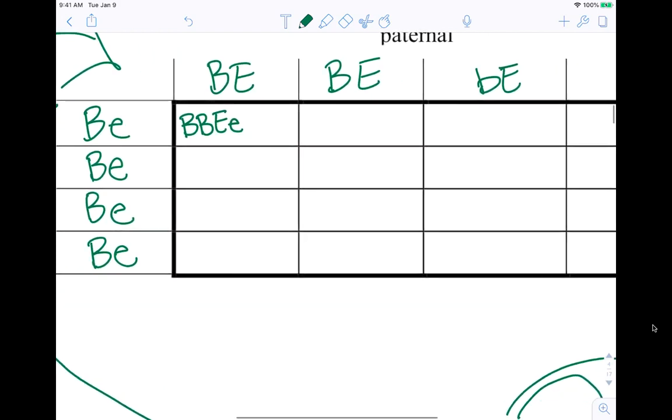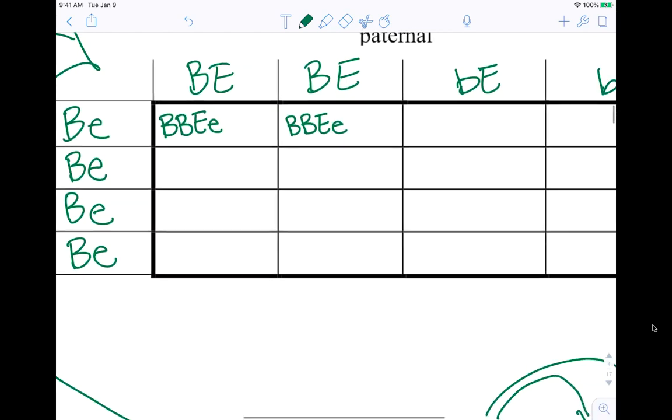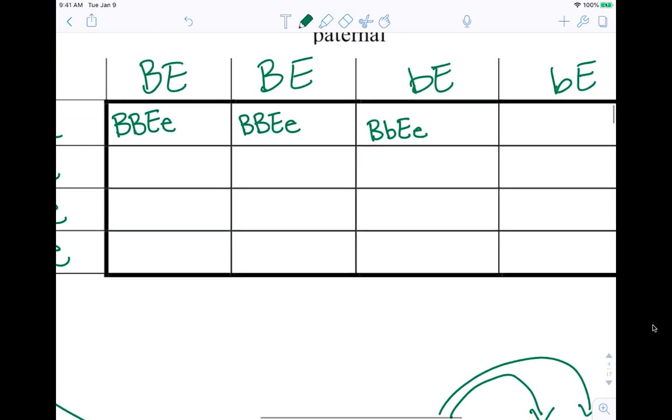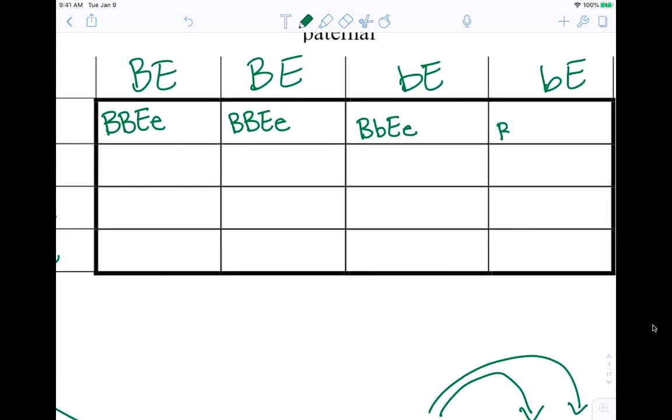The second square, you're going to have big B with big B. You're going to have big E with little e. Your next square, you're going to have big B, little b, big E, little e. And then the next square is actually going to be exactly the same.